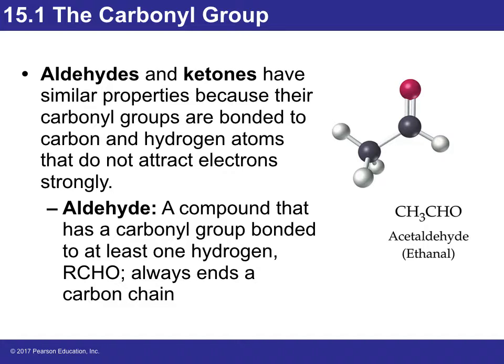Aldehyde: you have here a compound that has a carbonyl, C double bond O, bonded to at least one hydrogen. So the general formula is R, which is an organic group, CHO. So there should be C double bond O and then the hydrogen. It always ends a carbon chain.